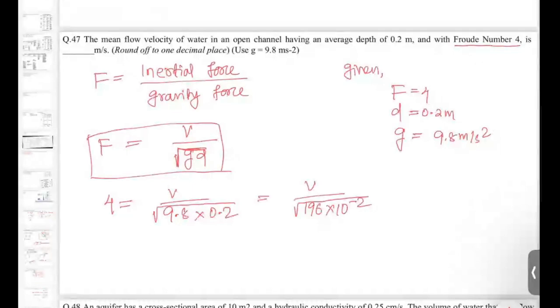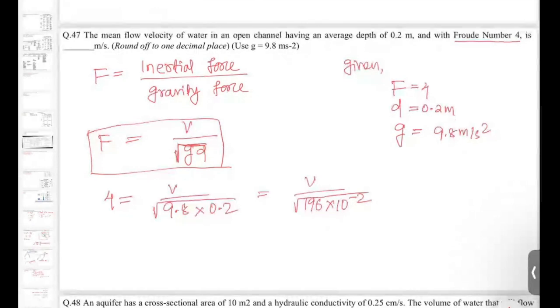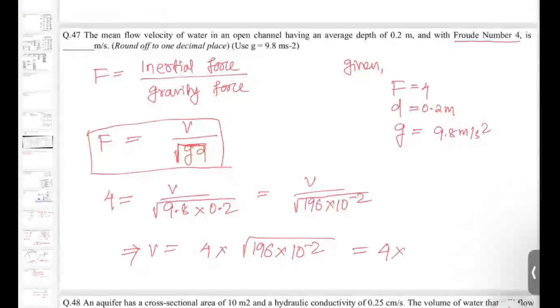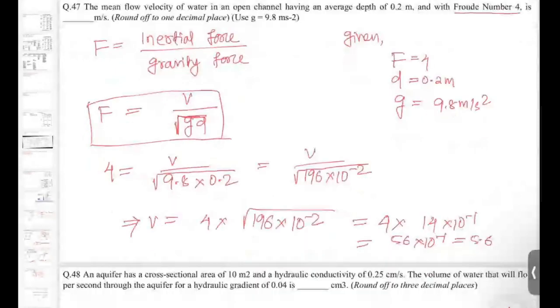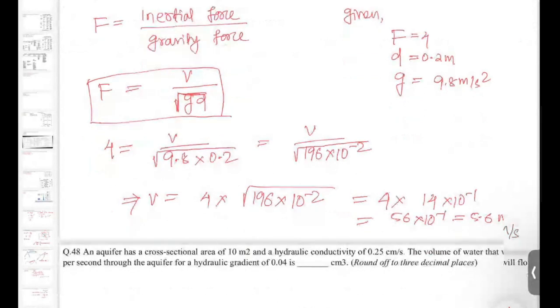Now if you put v on one side, it is the square root of 196 into 10 to the power minus 2. So it should be 14 into 10 to the power minus 1, and 4 into this is 56 into 10 to the power minus 1, which is 5.6 meter per second. Have you understood? Yes, sir. हाँ, तो ऐसा ही होगा आपका calculation.